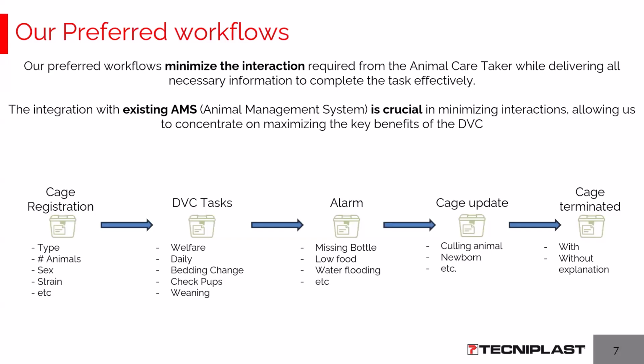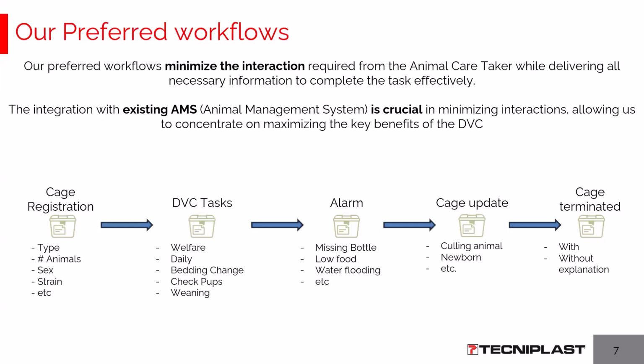Just below, I prepared a basic in-cage life workflow. It usually starts from registering a cage, then the DVC generates some potential tasks: welfare, daily, bedding change, and so on. During the life, there might be some alarms, which we already covered partially with the DVC operator interface. I would like to discuss with you regarding the DVC master interface. There could be some updates during this cage life. You have to cull one animal, or multiple animals, there are new pups, and so on. There are many reasons why a cage could be updated in its content.